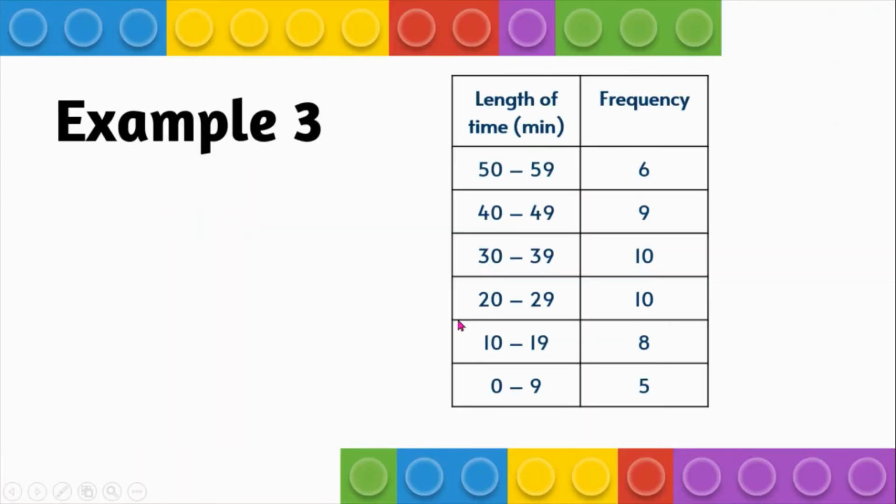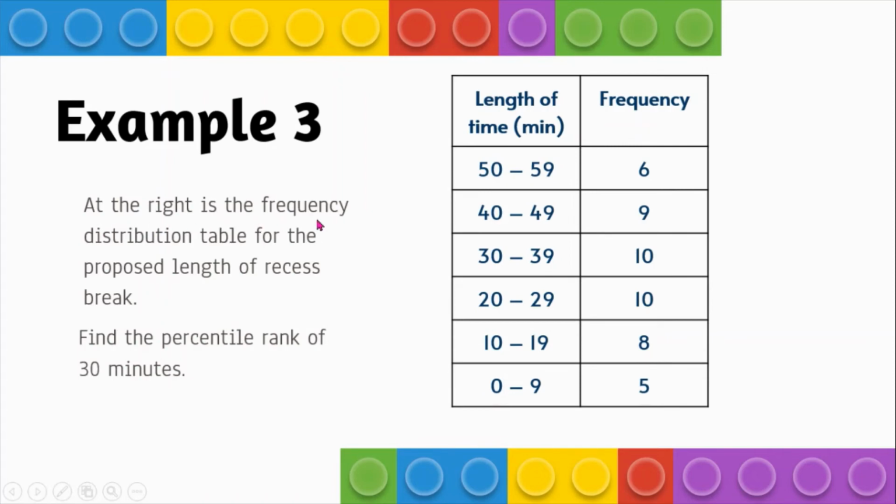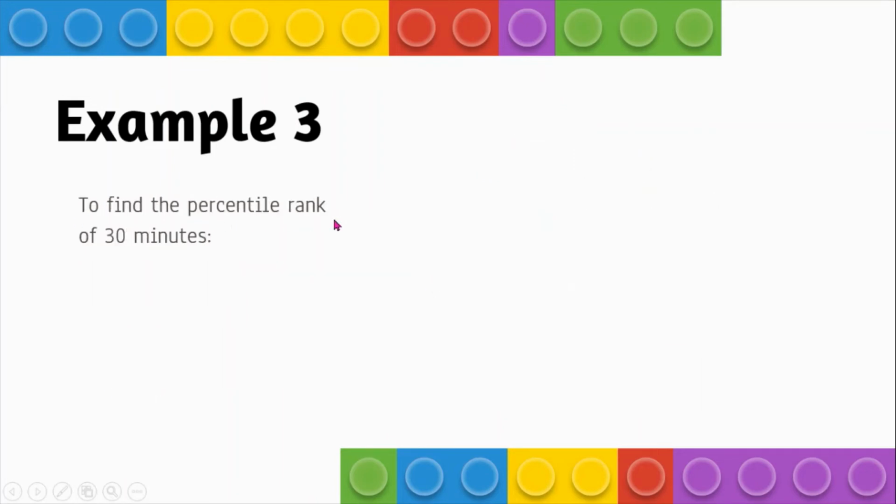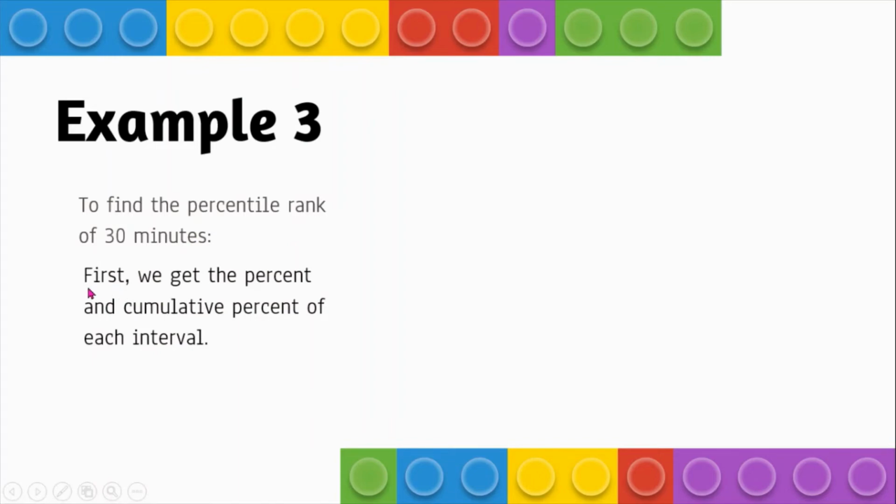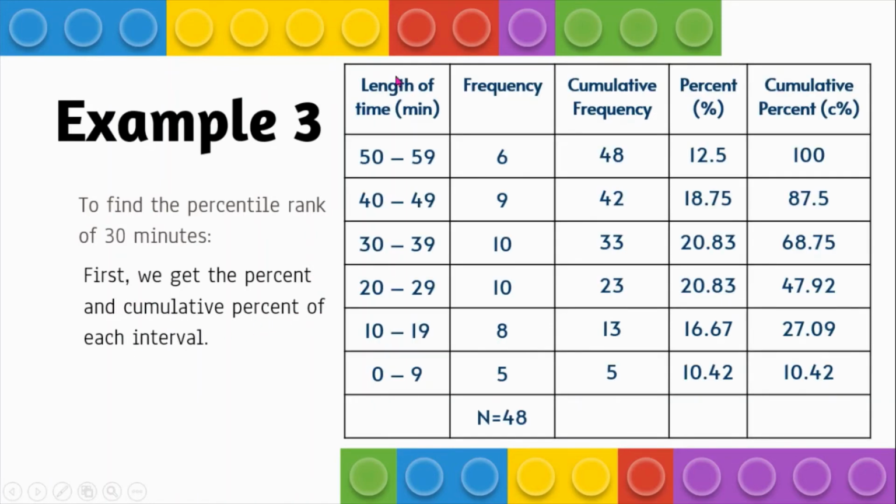So let us have an example. At the right side is the frequency distribution table of the proposed length of recess break. Here, we are going to find the percentile rank of 30 minutes. To find it, first we get the percent and cumulative percent of each interval. So we have here the length of time, the frequency, the cumulative frequency, the percent, and cumulative percent.